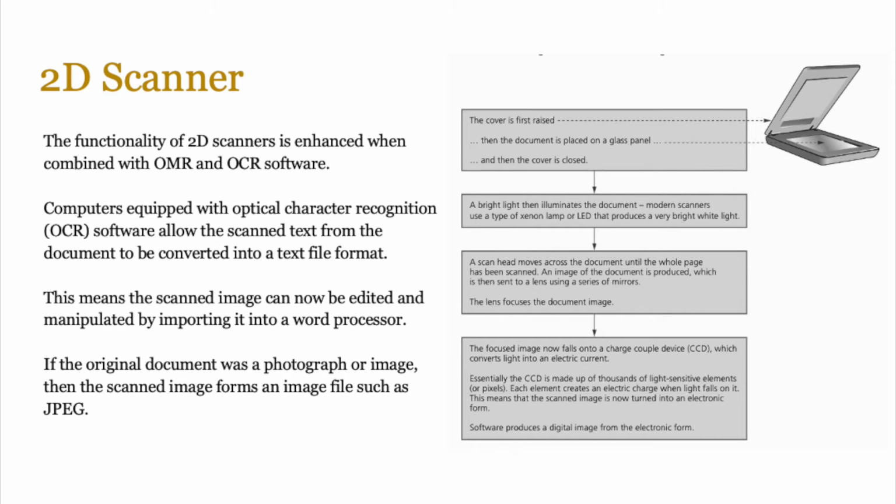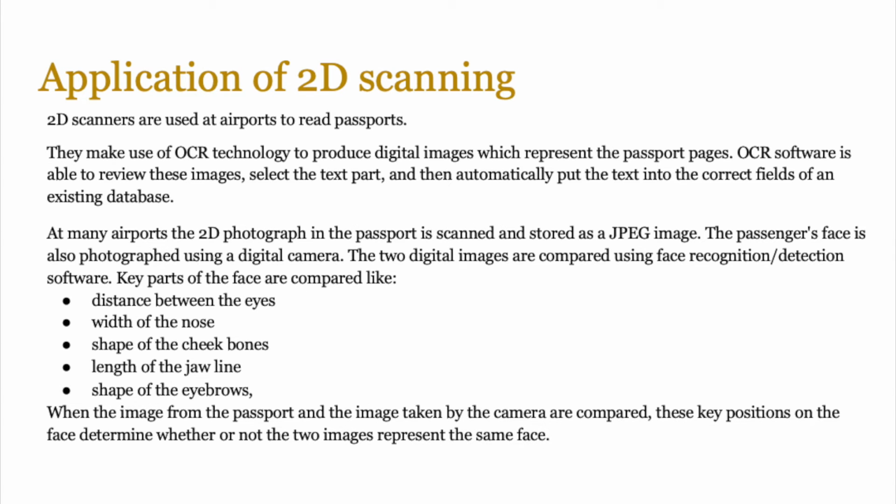So the functionality of 2D scanners is enhanced when combined with optical mark recognition or optical character recognition software. Computers equipped with OCR software allow the scanned text from a document to be converted into an actual text file format so you can edit it. This means that the scanned image can now be edited and manipulated by importing it into a word processor, for example. If the original document was a photograph or an image, then the scanned image forms an image file such as JPEG or PNG.